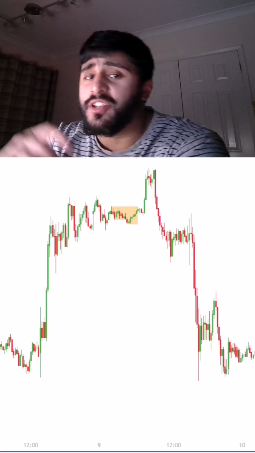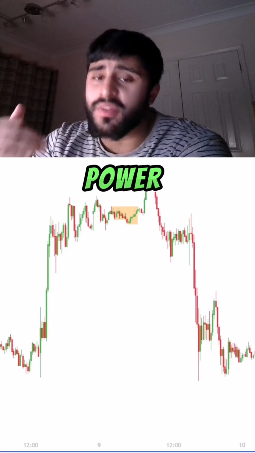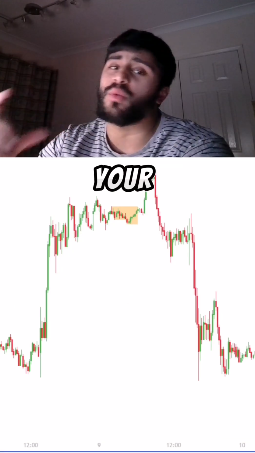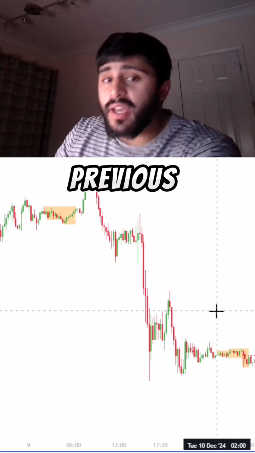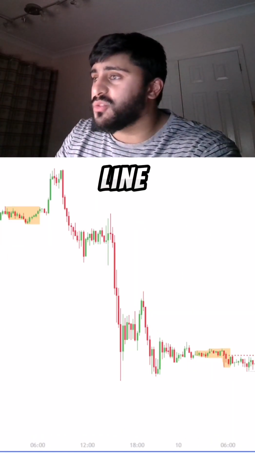Let me explain to you how you can use the PO3, or the power of three, with ICT concepts to increase your overall win rate by around 20%. So this all comes down to using previous day fair value gaps in line with the power of three indicator. So what do I mean by that?